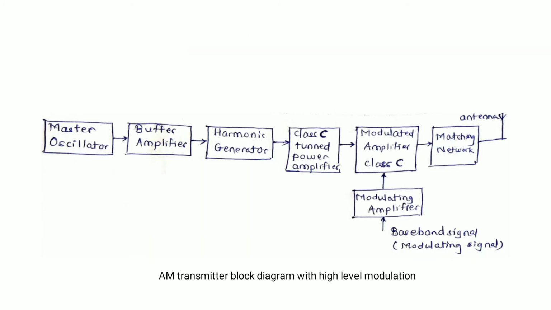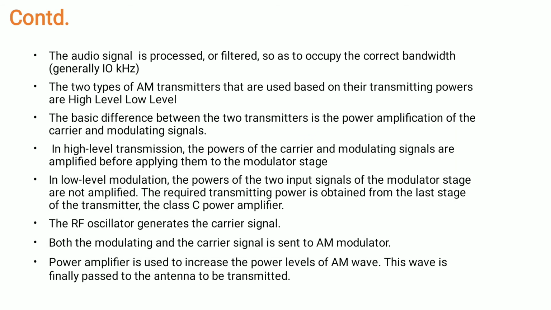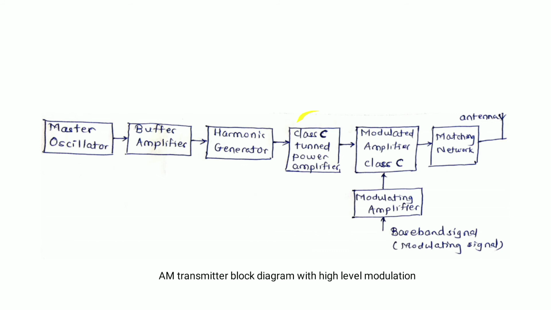So this is a block diagram for a high level modulation AM transmitter. In this, the master oscillator, buffer amplifier, and harmonic generator are the same as in low level modulation. These blocks generate a high frequency carrier signal. Now in this, the class C amplifier is connected after the harmonic generator and before the modulated amplifier class C.